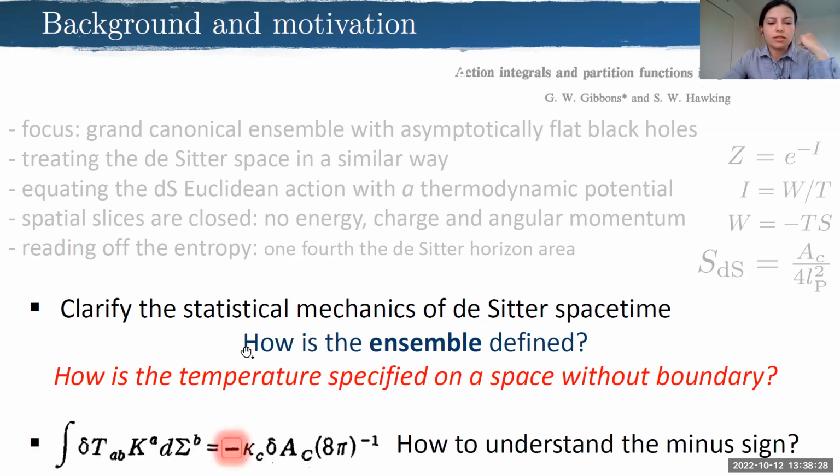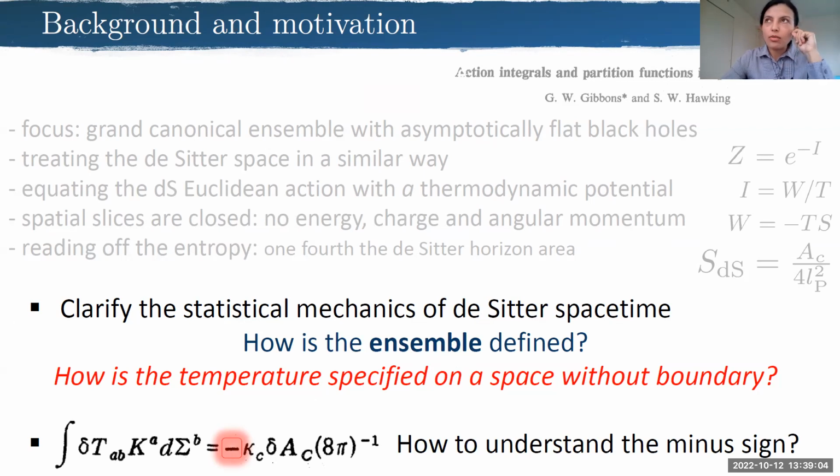The other question was this minus sign in the first law that they found. It says that if one adds Killing energy or matter into the static patch, the horizon area shrinks. How is that minus sign interpreted thermodynamically? In the first two-thirds of my talk, I'm going to address the first question, and in the last third or one-fourth of my talk, I will discuss this minus sign.